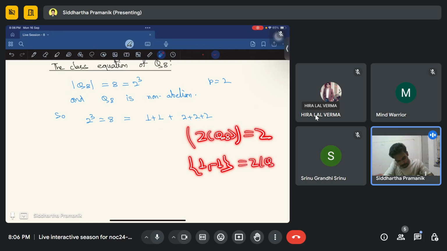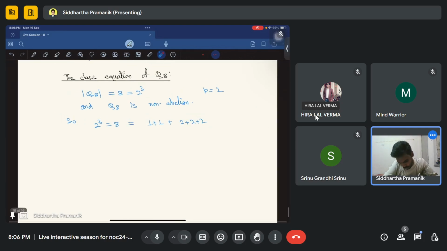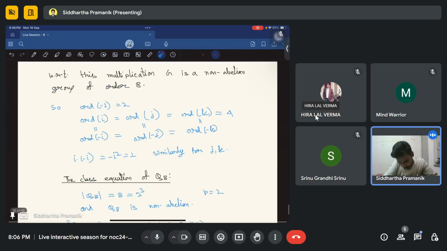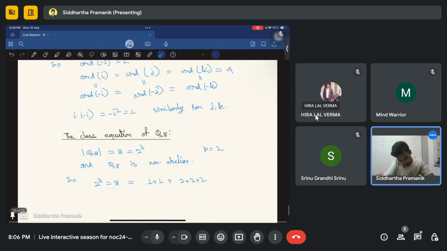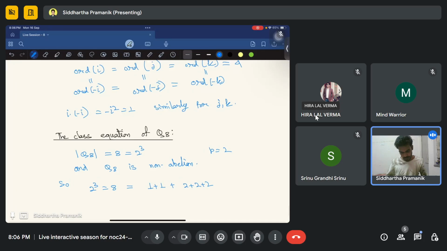This group has so many interesting properties. You can explore them on your own. I just wanted to introduce this group and the class equation of these groups. I hope this is okay.